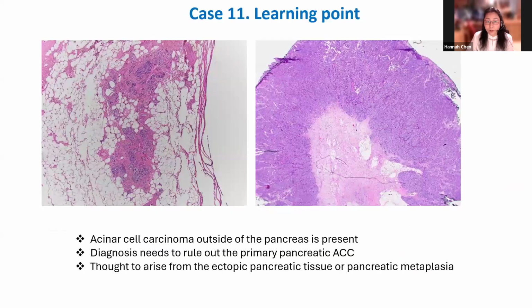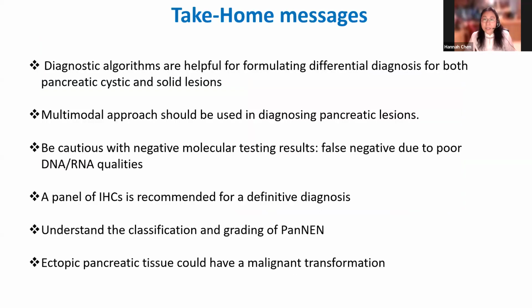What we can learn from these bonus cases: acinar cell carcinoma outside the pancreas exists. Diagnosis needs to rule out primary pancreatic acinar cell carcinoma. It is thought to arise from ectopic pancreatic tissue or pancreatic metaplasia. Okay, I'll wrap up with the take-home messages.